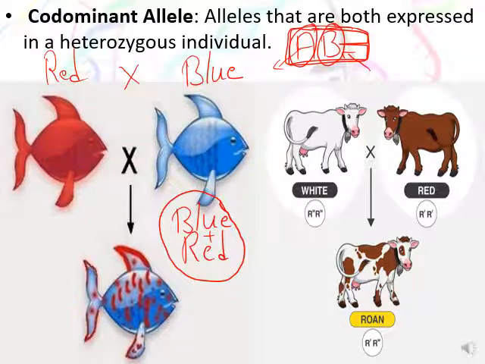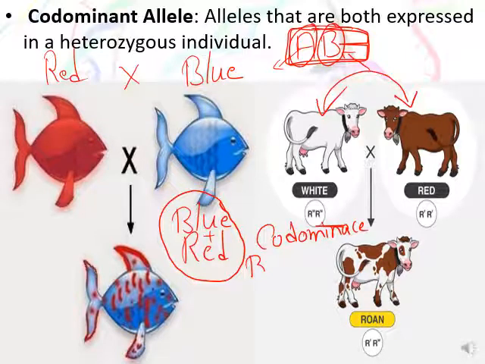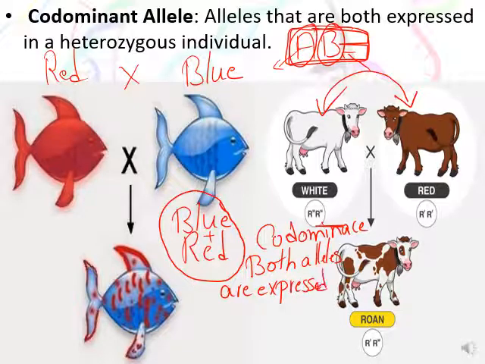Here we have white and brown. They are crossed and they give white and red, let's say. So they give both colors, the white and the red, they are expressed, or the white and the brown. So this is the case of codominance. What is the meaning of codominance? Both alleles are expressed. This is the case of codominance. So keep it in your mind. Codominance, when both alleles are expressed.